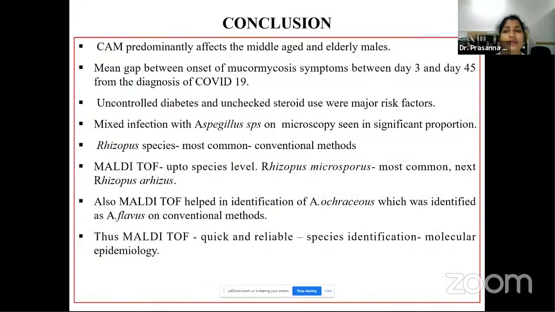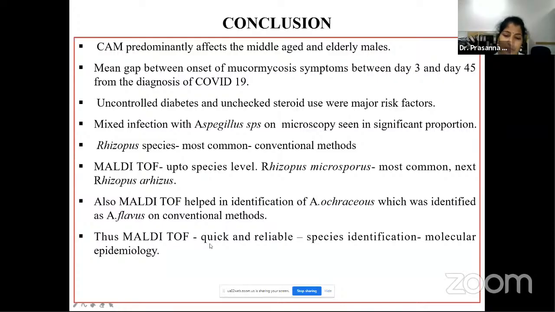With this background, I would conclude that CAM is predominantly affecting middle-aged and elderly males, and uncontrolled diabetes and steroids were the major risk factors. Mixed infections with Aspergillus are seen in a significant proportion. Rhizopus is the most common genus identified on conventional methods. MALDI-TOF helped in species level identification, with Rhizopus microsporus being the most common. Also, MALDI-TOF helped in identification of Aspergillus ochraceus, which was misdiagnosed on conventional methods as Aspergillus flavus.